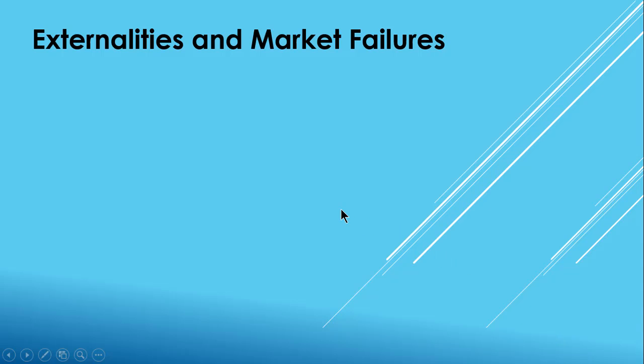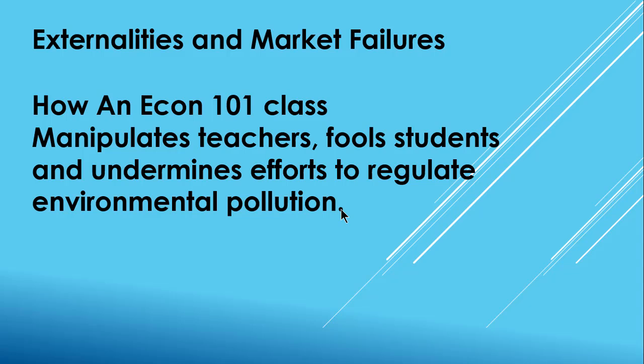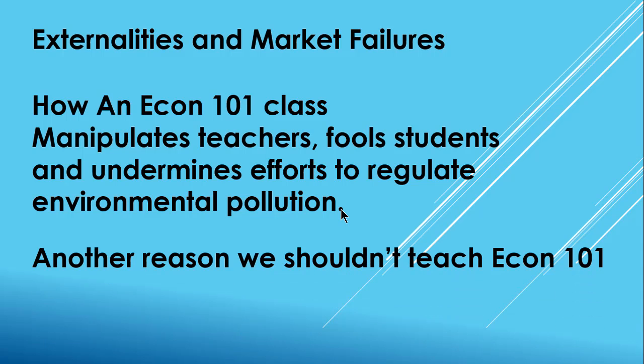Okay, welcome. We're talking about externalities and market failures, which are other terms that economists use to describe pollution. They always give things different names to make them sound better, whatever. We'll get into that. But this is about how an Econ 101 class manipulates teachers, fools students, and undermines efforts to regulate environmental pollution. That's exactly what this class promotes, but let's watch. And again, this is another reason we shouldn't teach Econ 101.